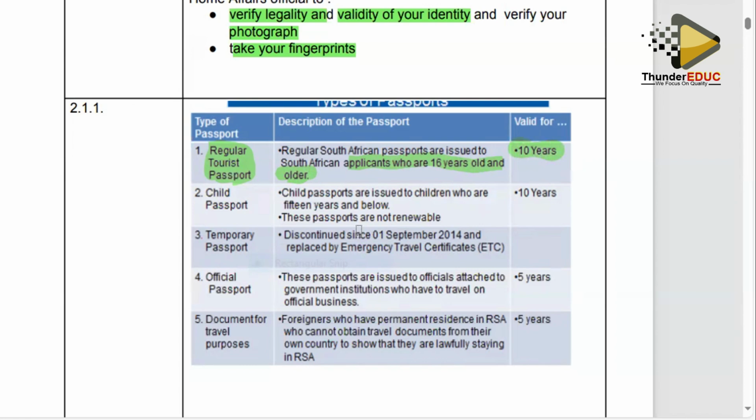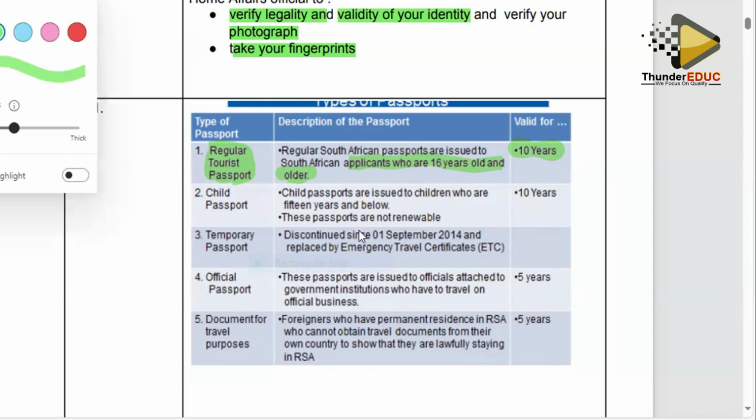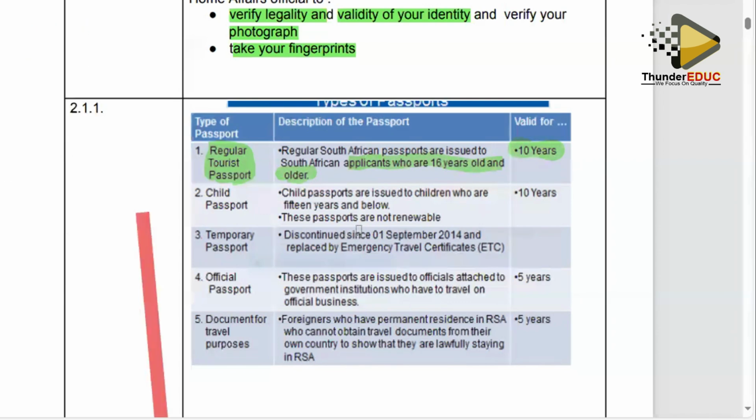In addition to that, we also have a child passport. Child passports are issued to children who are 15 years and below. So a child passport is the next port of call. These passports are not renewable. When you are now above the age of 16, you have to apply for the regular tourist passport.